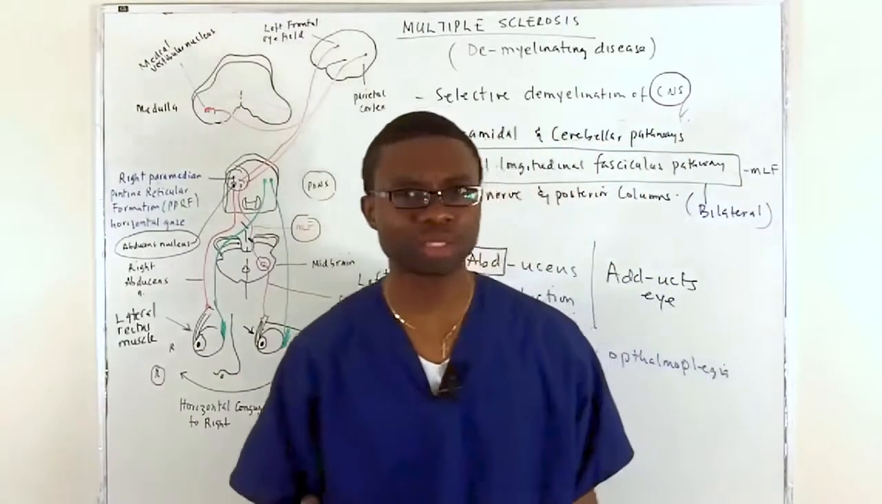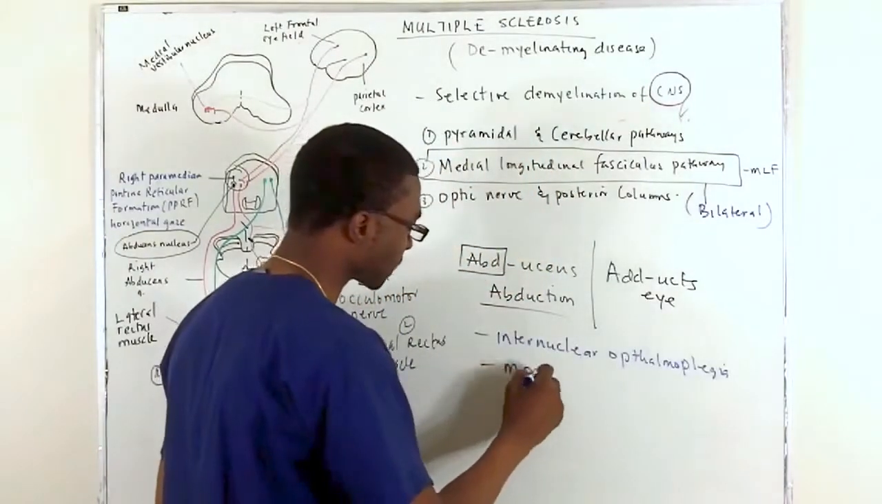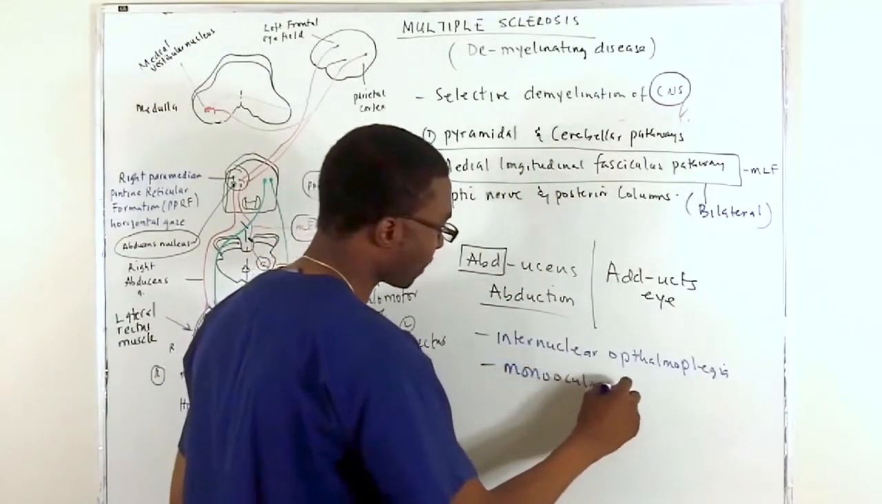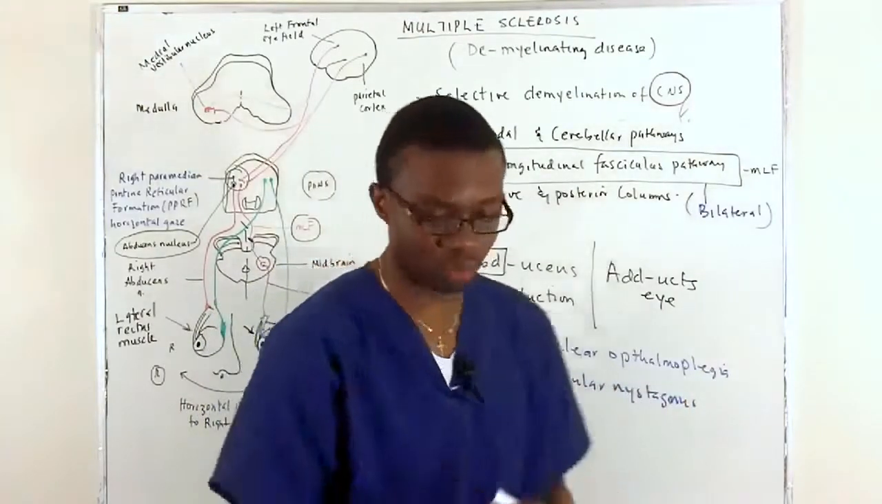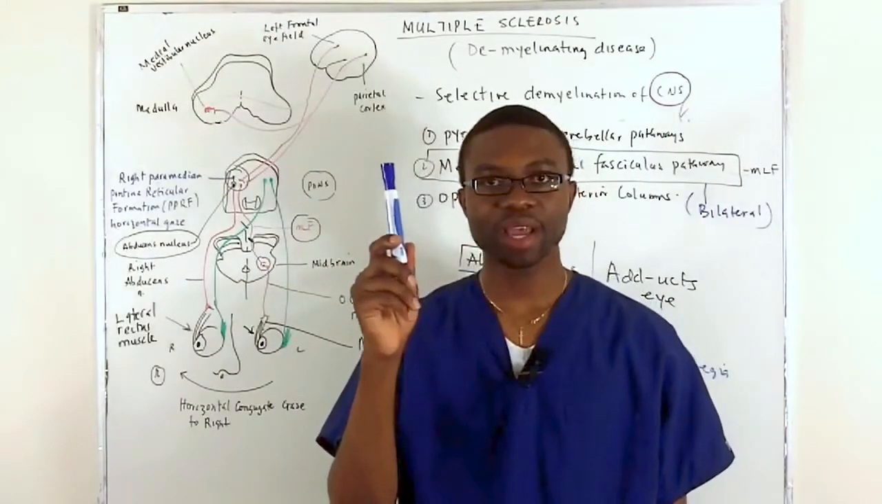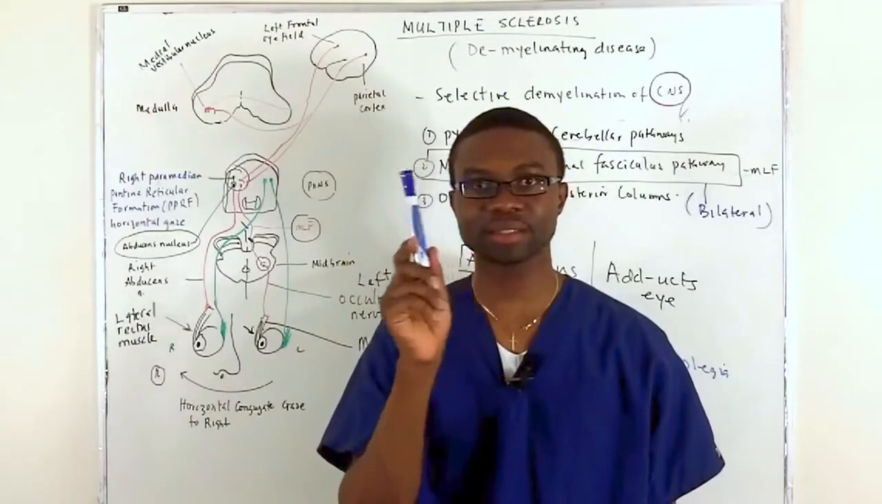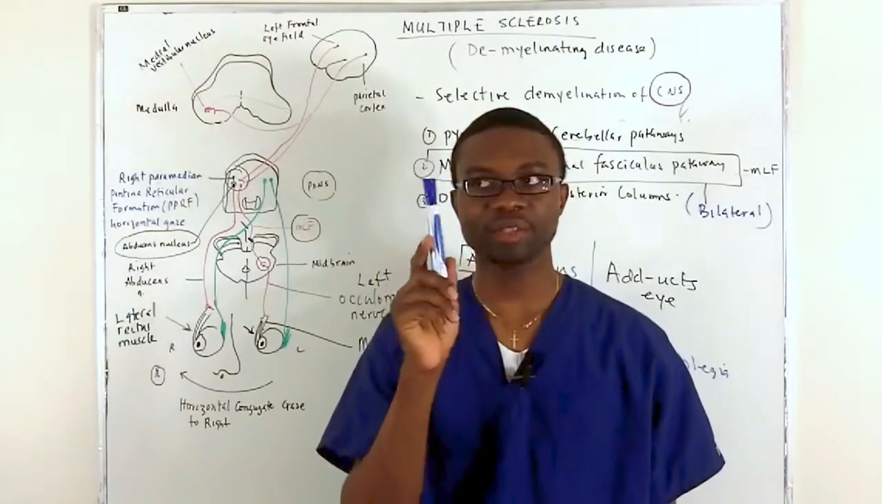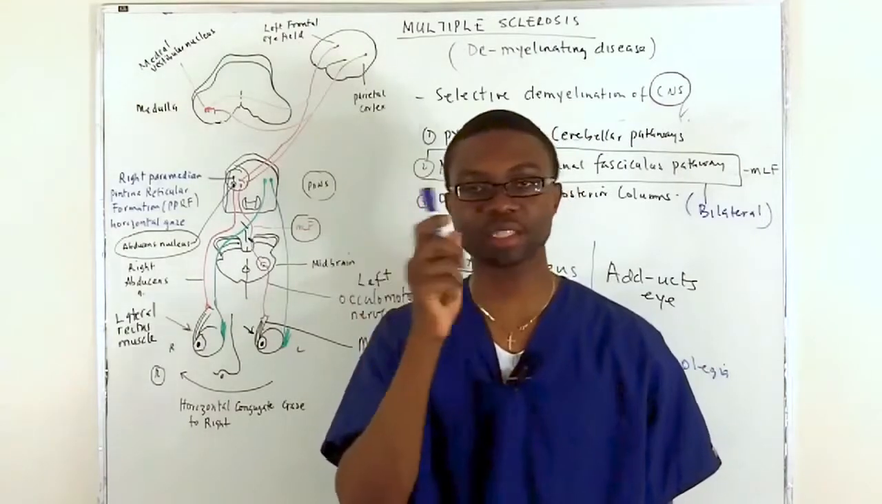Also, this patient, aside from being unable to adduct normally, might have some monocular nystagmus when they're abducting the eye. What does that mean? Monocular nystagmus. Nystagmus is when you tell the patient, I want you to follow my pen and go to the right. When I tell somebody to look to the right, their eyeball shouldn't be coming back like this. No, it shouldn't be doing that.